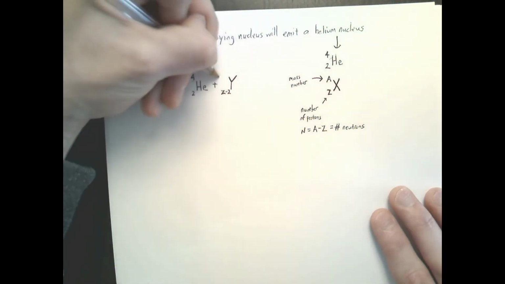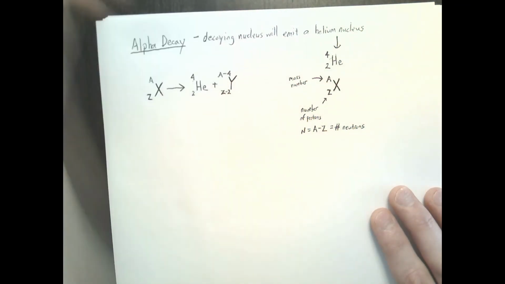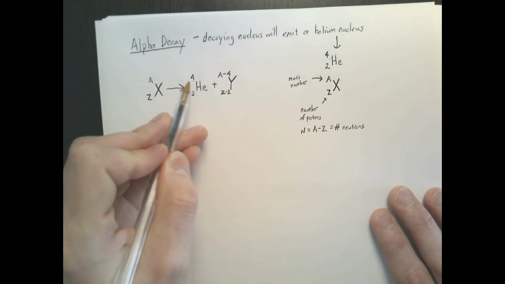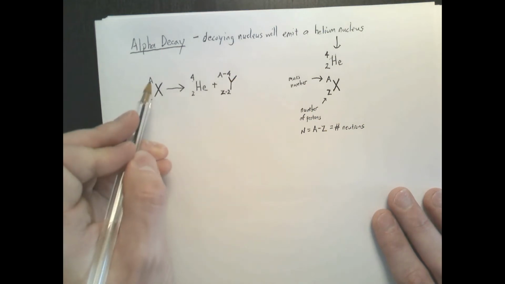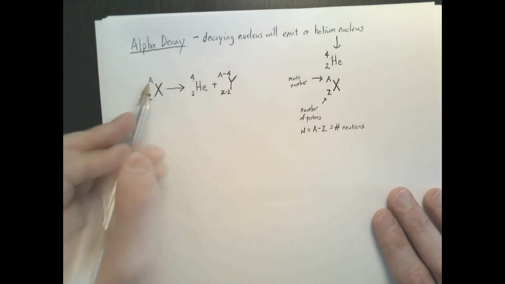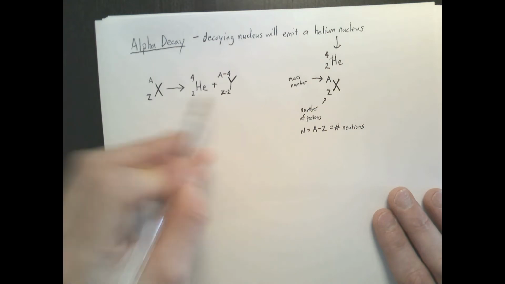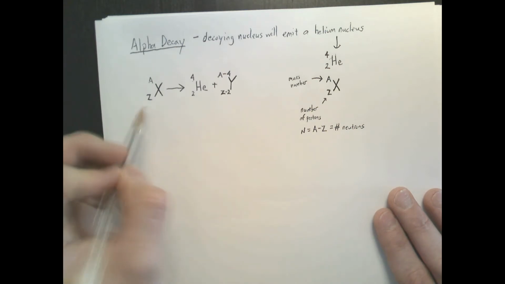And we have to have A minus 4, so that when we add the right-hand side of this equation, just like balancing an equation in chemistry, the numbers all have to add up. 4 plus A minus 4 gives us the original number of mass particles we started with, and 2 plus Z minus 2 gives us the original charge we started with.